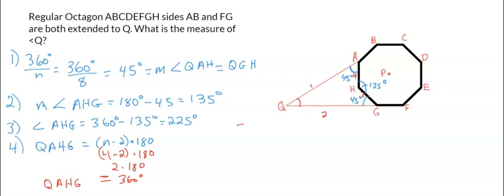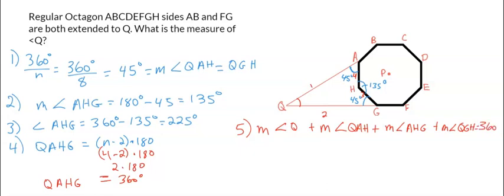So now for the final conclusion here that we're going to wrap this up. So the measure of angle Q plus the measure of angle QAH plus the measure of angle AHG plus the measure of angle QGH is equal to 360. So all the answers that we found before, we're going to just sum it all up. That's all it's doing here. Okay? So we're looking for Q. That was the point here.